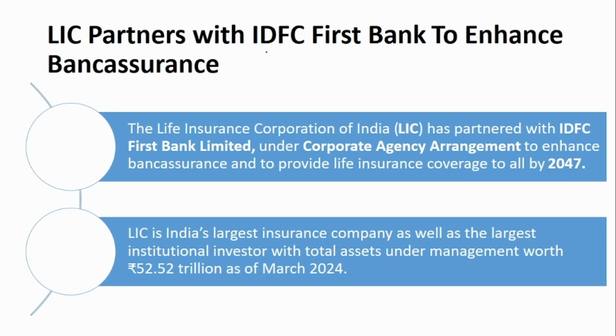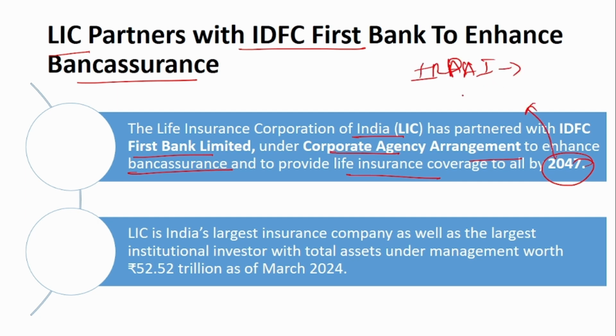Next news is that LIC partners with IDFC Bank for bancassurance. The Life Insurance Corporation of India has partnered with IDFC First Bank under a corporate agency agreement to enhance bancassurance. Through this, IDFC will be able to sell LIC policies to its customers. The main aim is to provide life insurance coverage to all by 2047, which is one of the ambitions of IRDAI. LIC is India's largest insurance company and the largest institutional investor, with total assets under management over 52.52 trillion.